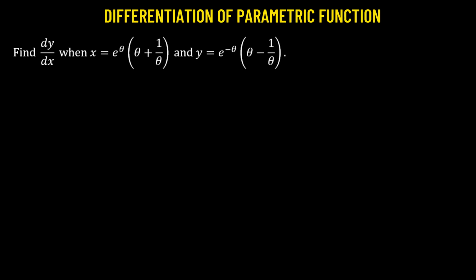We need to obtain the derivative of y with respect to x whenever x and y are given in parametric form. That means they are dependent on the parameter theta. So we'll begin with whatever we're provided with.